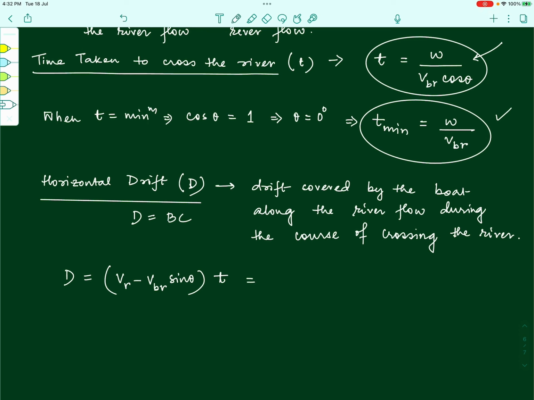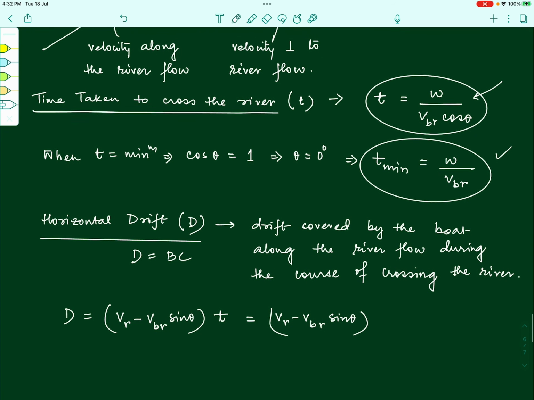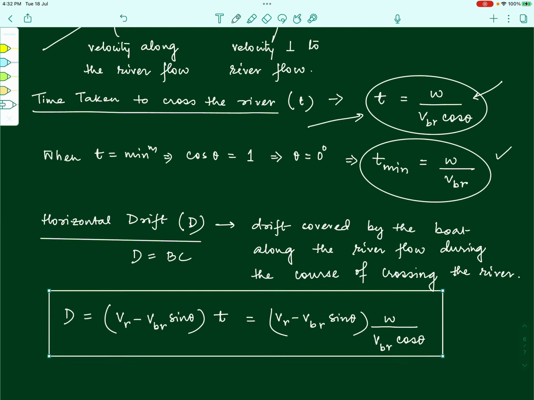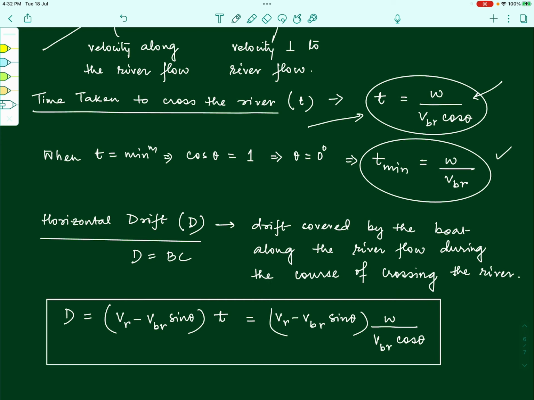So we just substitute the values here. VR minus VBR sine theta times, what is the most general expression for T? It is W by VBR cos theta, right? So this expression then becomes your expression for horizontal drift suffered by the boat in the process of crossing the river.